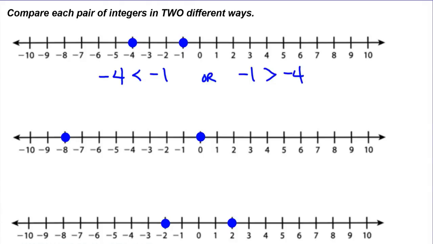So let's try it again on the next one. Here I have 0 and -8 plotted on the number line. Now, one thing I could say is that -8 is further to the left, so -8 is less than 0. That would be a true statement. Or I could turn it around and say, well, 0 is further to the right, so 0 is greater than -8. Both of these are correct, and two ways to make that comparison.